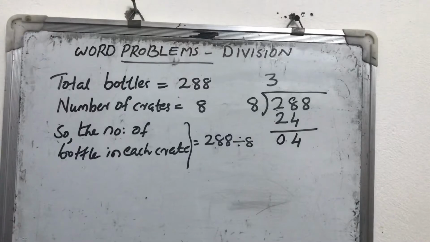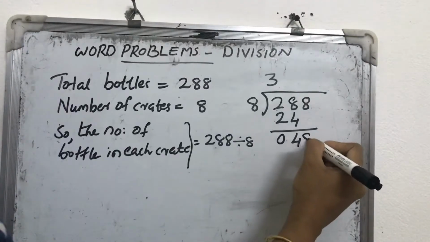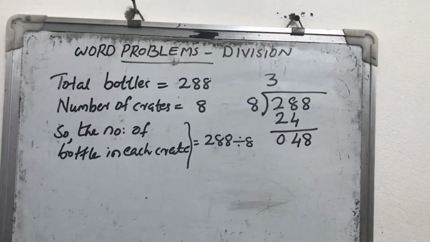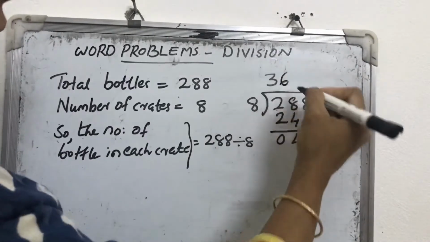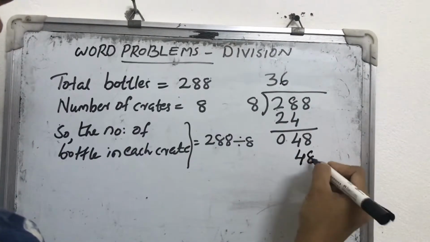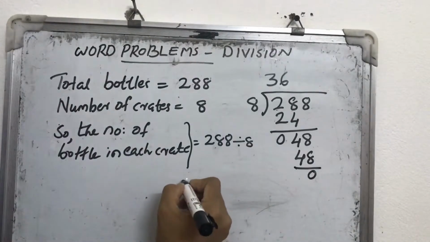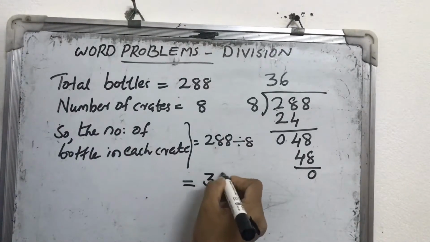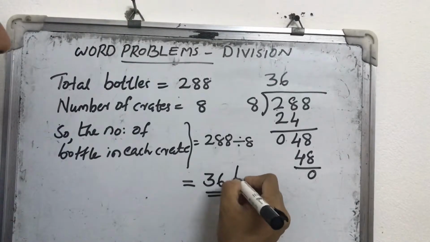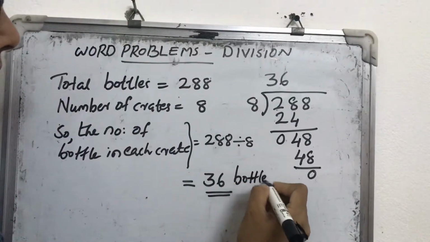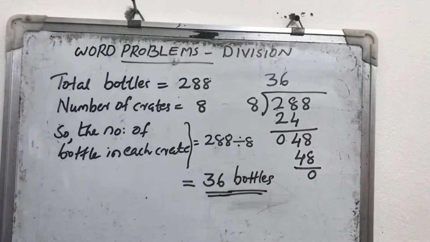Then what is the next step? Bring down 8. Then we got 48. 48 divided by 8, that we know 6 into 8 is 48. So 48 divided by 8 will be how much? 6. So 6 into 8, 48. Subtracting, we will get 0. So what is the number of bottles in each crate? There are 36 bottles in each crate. In this way we can find out that answer.